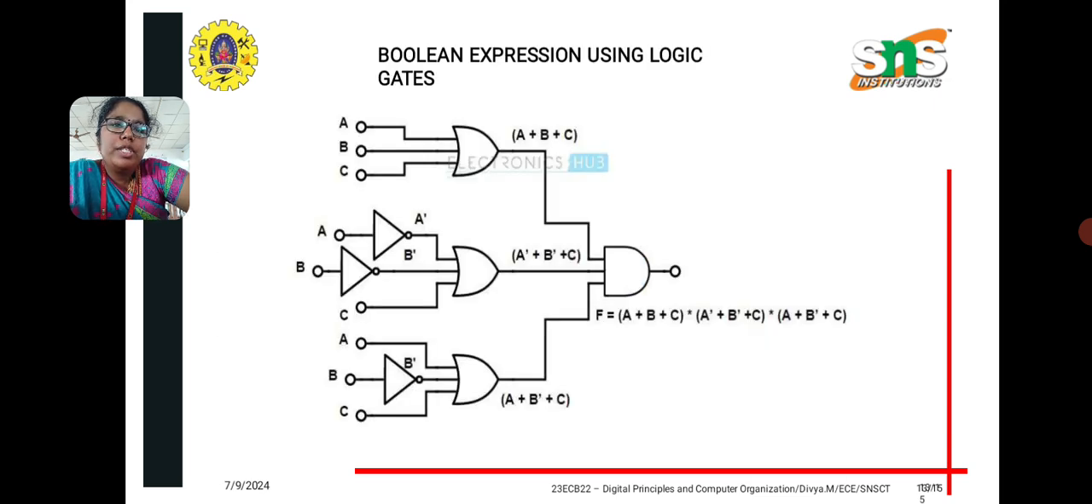Boolean expression using logic gates. We have three-input OR gates with inputs A, B, C, and we get the output A plus B plus C. For the second OR gate, A and B are complemented and C is given directly, so we get A complement plus B complement plus C. For the third, A and C are given directly and B is complemented, so we get A plus B complement plus C. These three outputs are given to the AND gate, so we get (A plus B plus C) star (A complement plus B complement plus C) star (A plus B complement plus C).